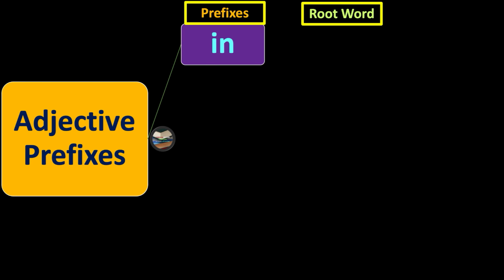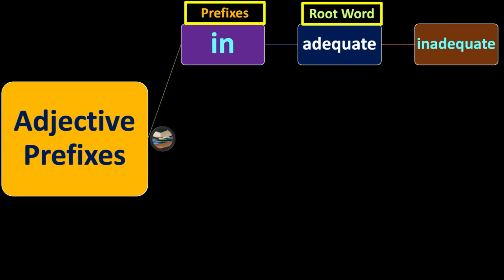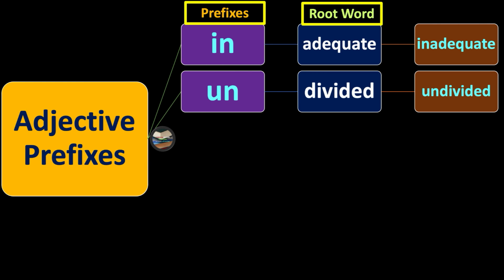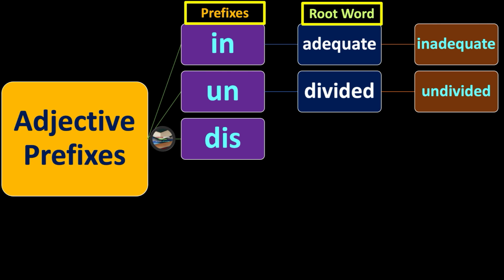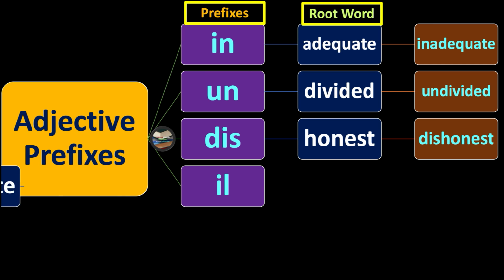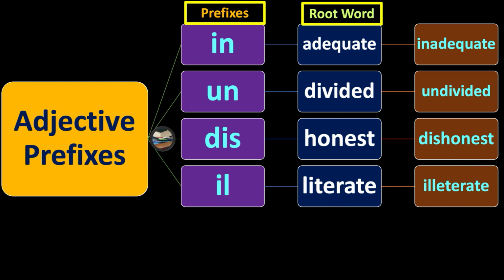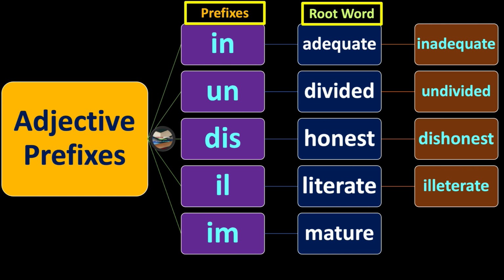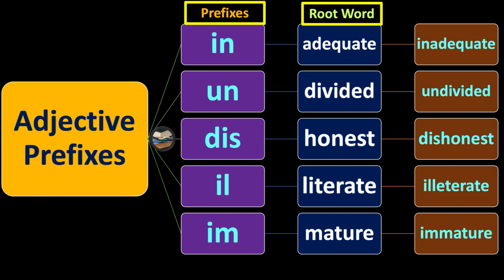Adjective prefixes. For example, we have prefix in, the root word adequate, and we have a new word inadequate. Likewise, we have un, then we have divided, and a new word is undivided. Then we have dis and the root word honest, and then we have a new word dishonest. Il, we have the root word literate, and then we have a new word illiterate. Likewise, im and the root word mature, and we have a new word immature. So it is in this way we can understand what a prefix is and its examples. Just keep in mind that a prefix is added at the beginning of a root word.